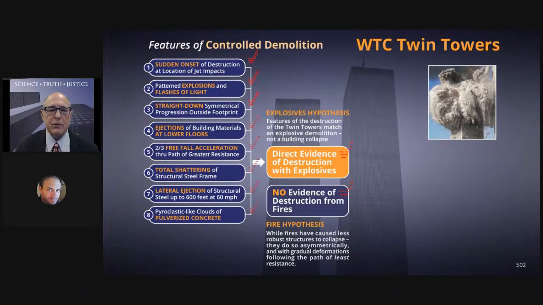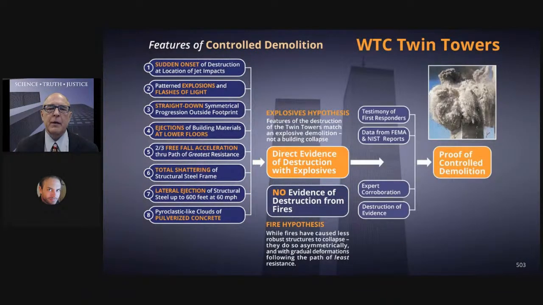Fires cause less robust structures to collapse, but do so again asymmetrically with gradual deformations following the path of least resistance. With additional circumstantial corroborative testimony, eyewitness evidence, and forensic evidence, along with the video testimony, this is proof to many of controlled demolition, but we're going to ask you what you think.